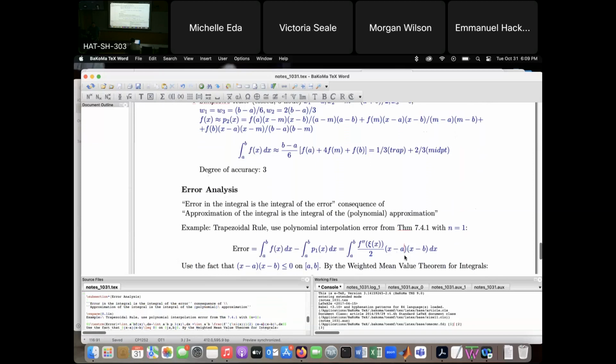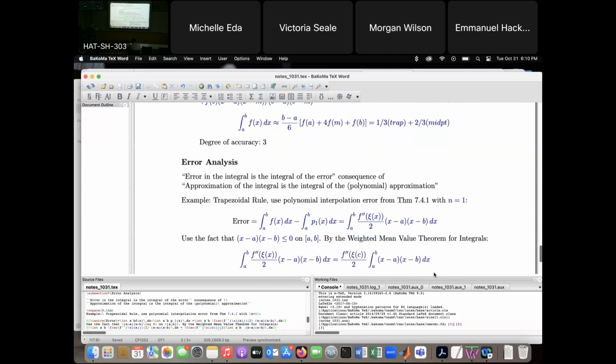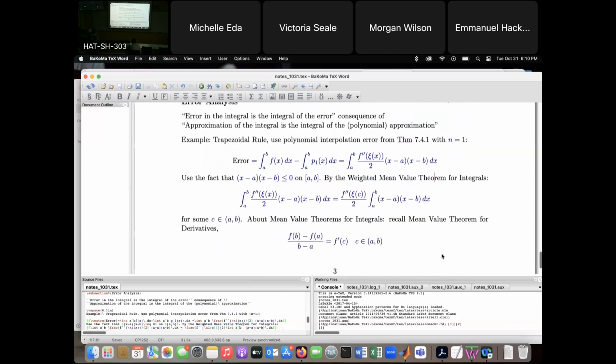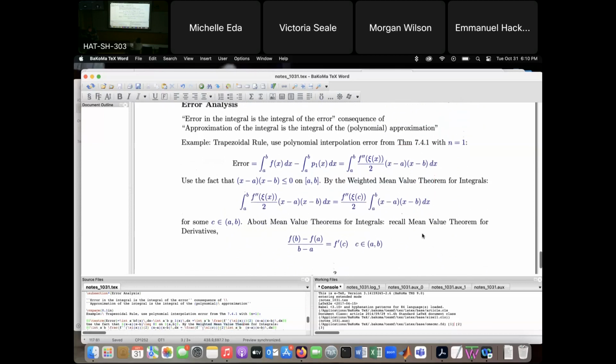The way I'm going to do that is by using a theorem from calculus. You may have seen this in Cal 2. Honestly, I remember one of my own professors telling me that he labeled Taylor's theorem as a fundamental theorem of numerical analysis. But I think this is a good candidate for that distinction also, the weighted mean value theorem for integrals. Actually, I don't know if I can state it here. Okay. I'm going to tell you about mean value theorems first, and then I'm going to circle back around and do this.